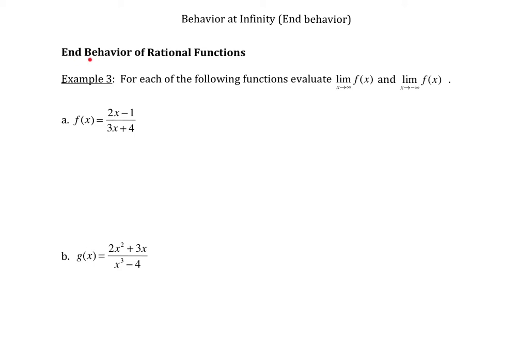Let's talk about the end behavior of rational functions. Before we begin, I want to remind you that a rational function is just a polynomial divided by a polynomial. If you look at example 3, we've got a linear polynomial divided by a linear polynomial. In part B, we've got a quadratic polynomial divided by a cubic polynomial. These are both examples of rational functions.